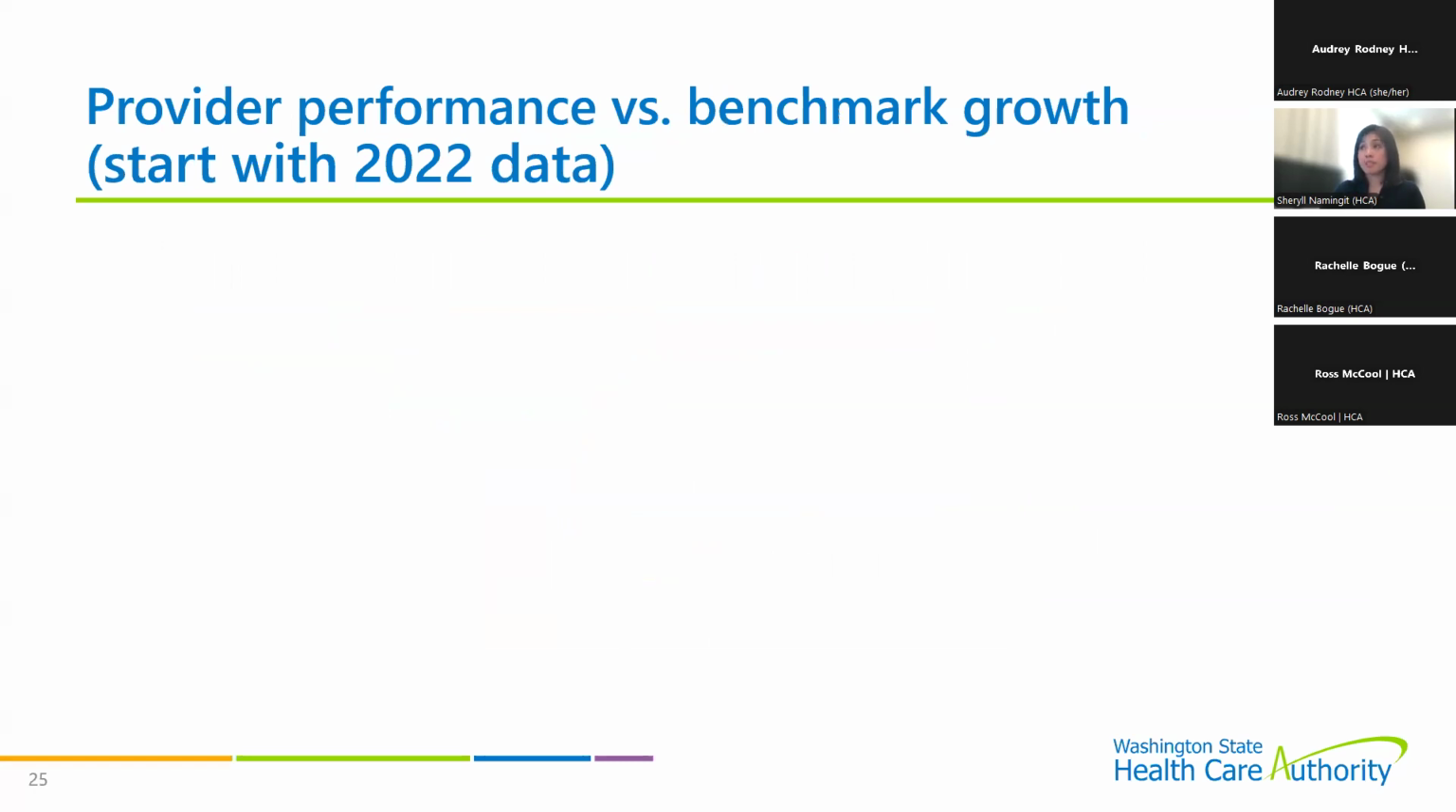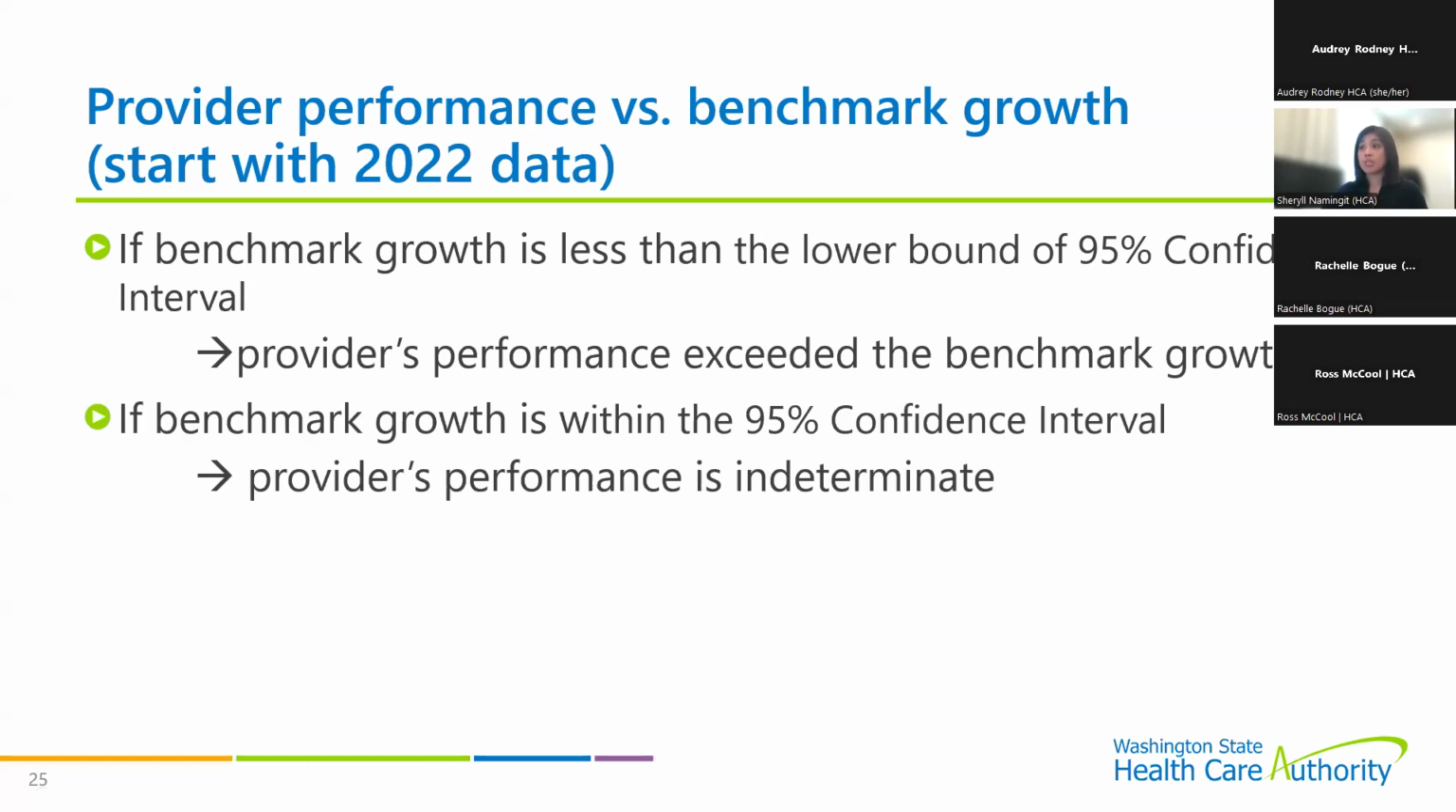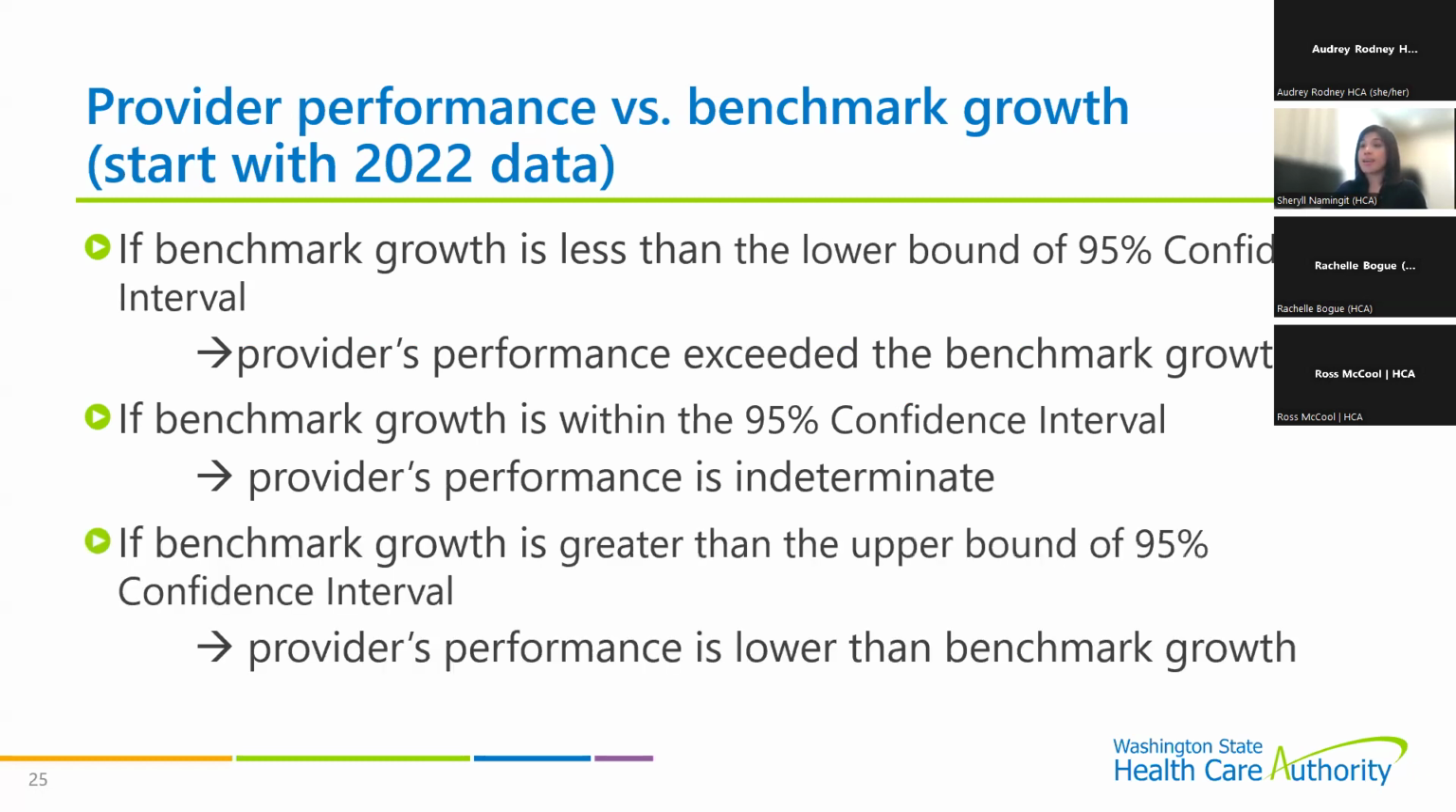So provider performance versus benchmark will start in 2022 data. If benchmark growth is less than the lower bound of the 95% confidence interval, then the provider's performance exceeded the benchmark growth. If benchmark growth is within the 95% confidence interval, then the provider's performance is indeterminate. And if benchmark growth is greater than the upper bound of the 95% confidence interval, then the provider's performance is lower than the benchmark growth.